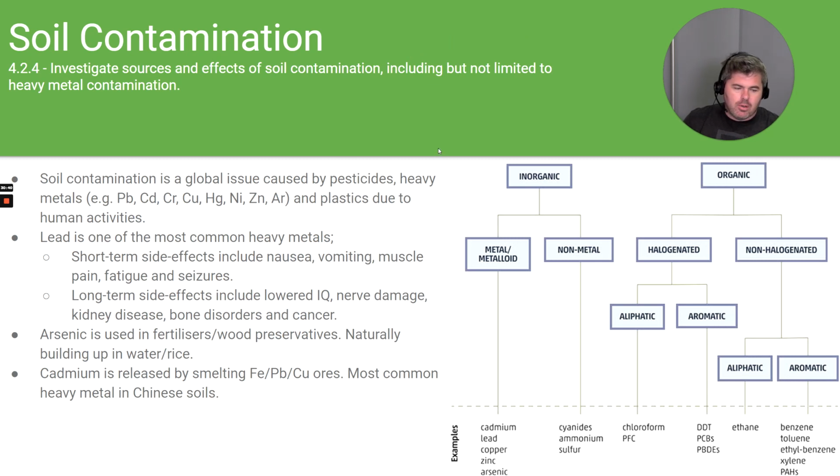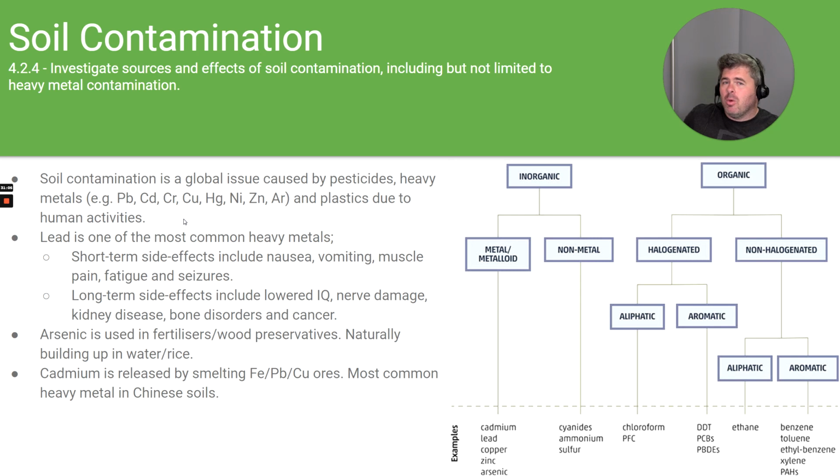Soil contamination. Now, this table here, or this flow diagram here, shows different types of soil contamination we can have. We often separate into inorganic, so it's either metal or non-metal based, and organic, so derived from any sort of organism. Soil contamination is a global issue caused by pesticides, heavy metals, and plastic due to human activities.